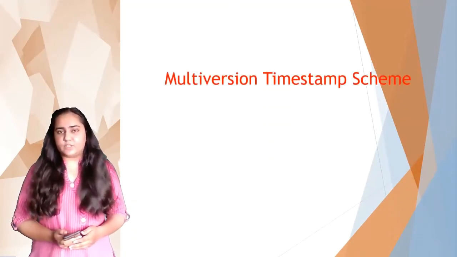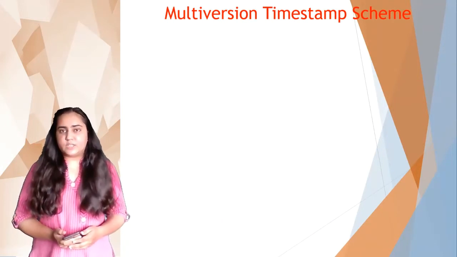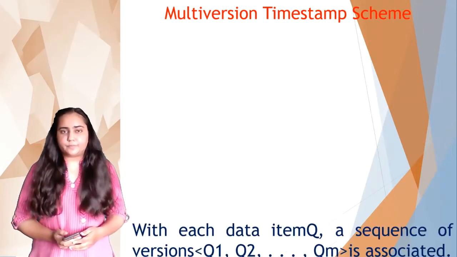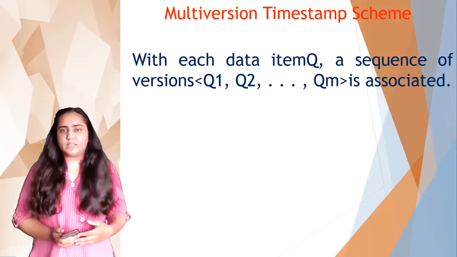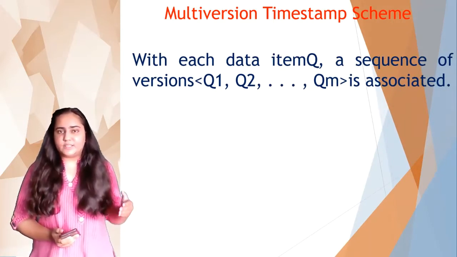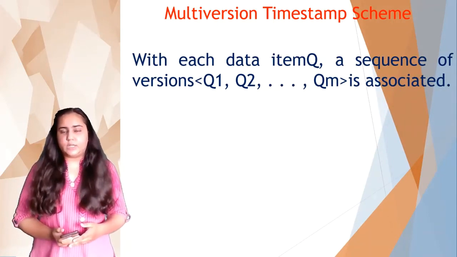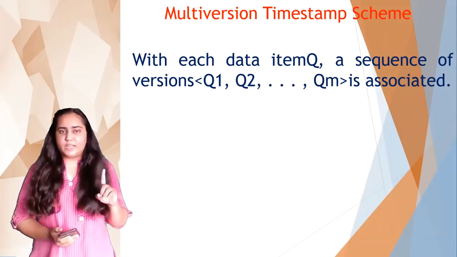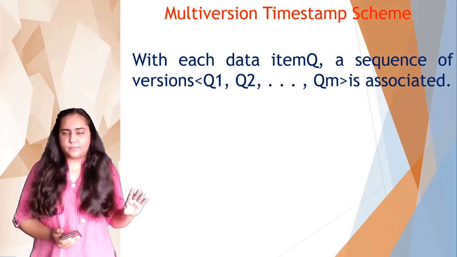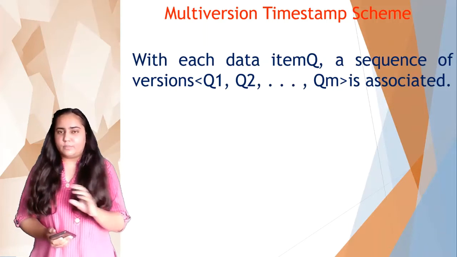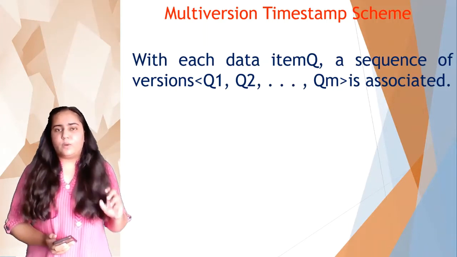The second type of protocol that I'm going to explain in this video is a multi-version timestamp scheme. In this, for each data item Q, there is a sequence of versions associated. That means for one data item, there are several copies. So there's Q1, Q2, up to QM, so many copies of one data item Q.